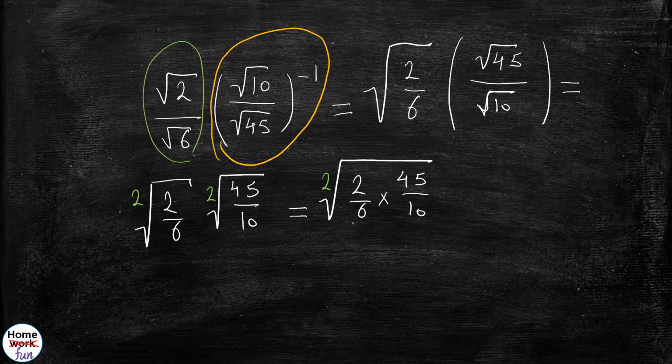So I can say 2 divided by 2, that's 1. 10 divided by 2, that's 5. I can say 5 divided by 5, that's 1. 45 divided by 5, that's 9. I can say 6 divided by 3, that's 2. 9 divided by 3, that's 3. So overall, I got square root of 3 over 2, or square root of 1.5.